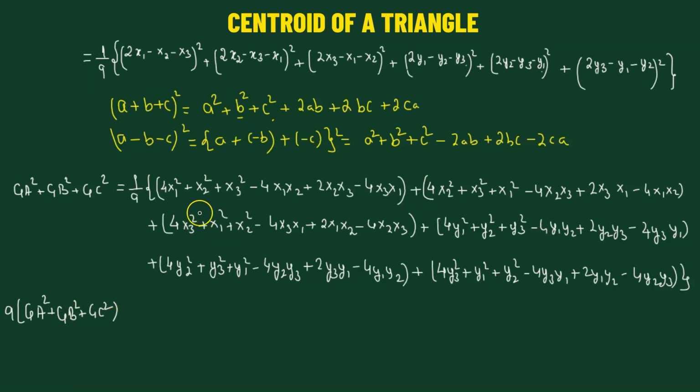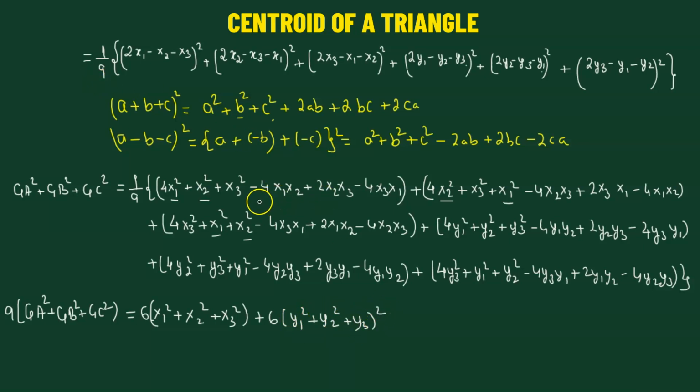So here we can combine a few of the terms. We can combine 4x1 squared with x1 squared and this x1 squared, and we're going to get 6x1 squared. Similarly, we can add x2 squared with 4x2 squared and x2 squared. That's also going to give us 6x2 squared. So that means we have 6 times (x1 squared plus x2 squared plus x3 squared). Similarly, we can add all the y terms also to get 6 times (y1 squared plus y2 squared plus y3 squared).